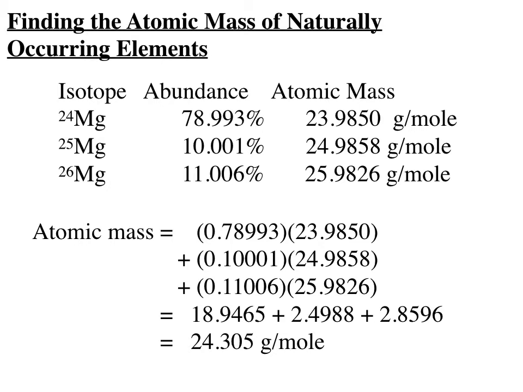I divide each abundance by 100, make it into a decimal form, multiply that decimal form into the molar mass of each. Then I just sum those weighted molar masses, and it gives me the total mass that I would find in the periodic table for magnesium, 24.305 grams per mole.